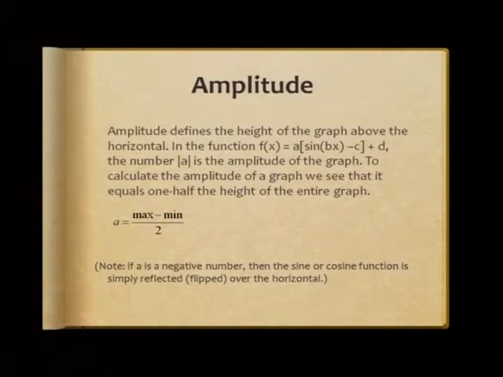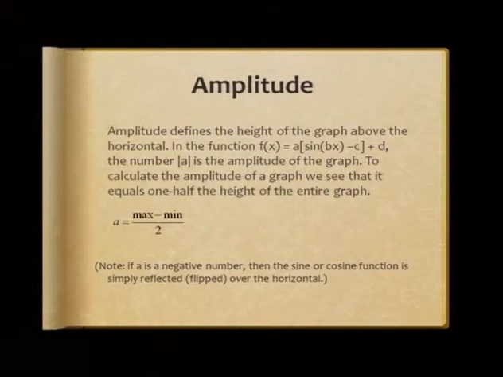Now I want to just point out something real quick that we'll deal with later on. If a happens to be negative, when we go to graph it, that's going to just reflect your function across the x-axis, reflect it over the horizontal, and we'll deal with that a little later on. But a could be positive or it might be negative.